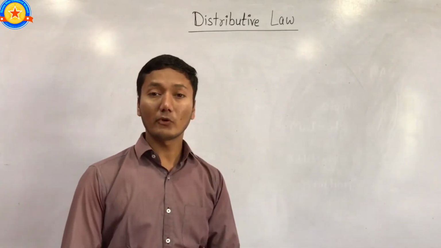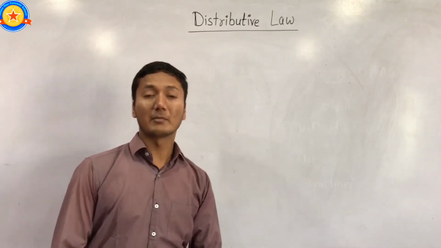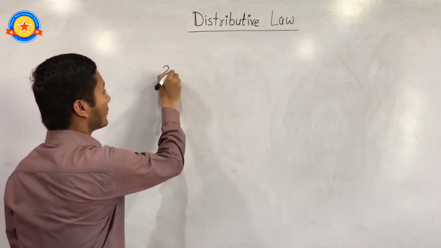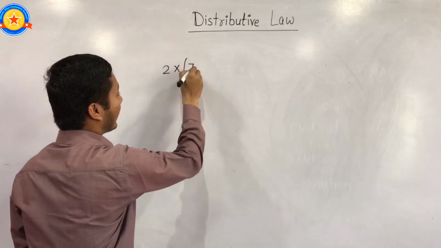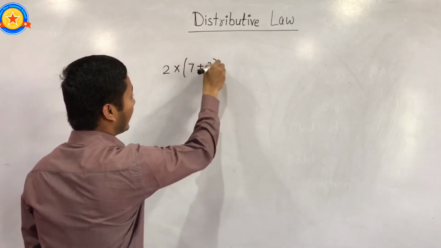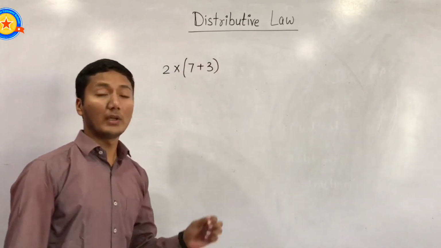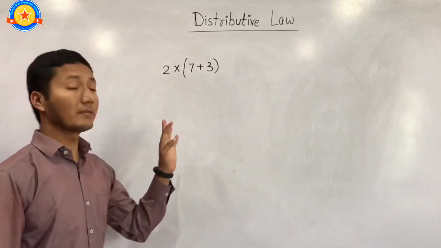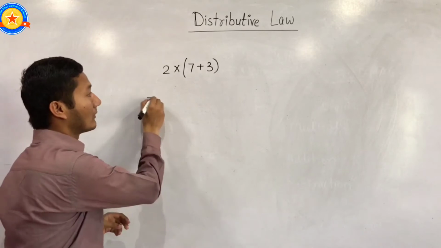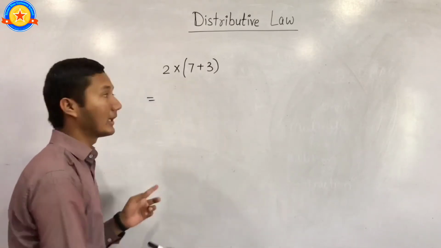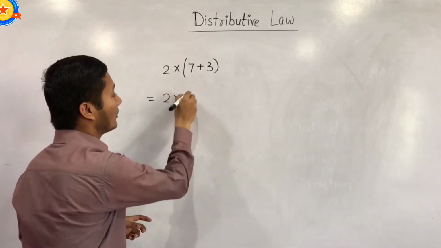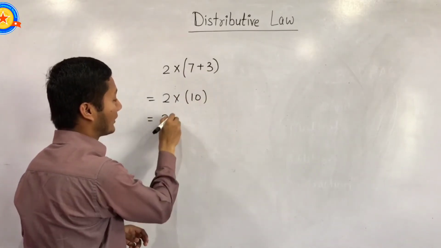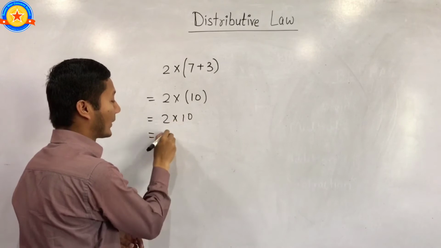What is distributive law? In a simple manner, we can say if we have a condition like 2 multiplied by (7 plus 3), then how will we solve this? We can solve this by the distributive law. First, we can solve it simply. If we solve this simply, 7 plus 3 becomes 10, and now finally we get 2 into 10, which is 20.